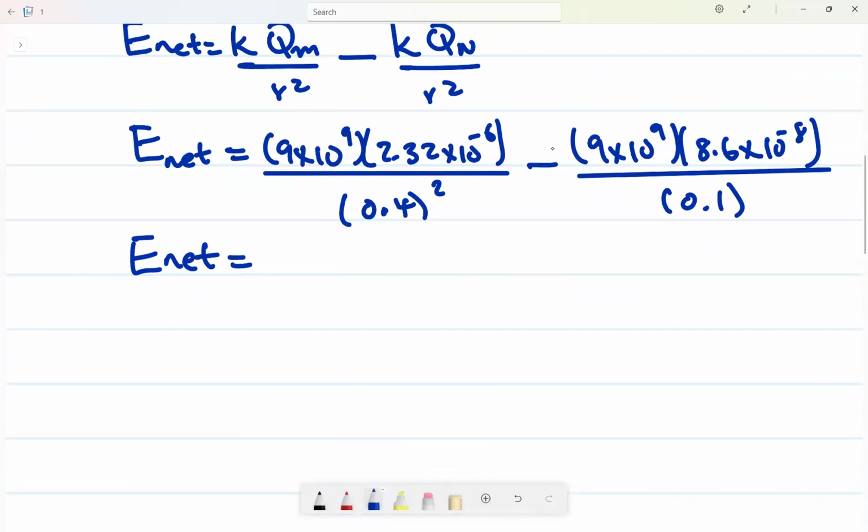9 times 10 to the power of 9 multiplied by 2.32 times 10 to the power of negative 6 divided by 0.4. Don't forget the squared. Minus 9 times 10 to the power of 9, multiplied by 8.6 times 10 to the power of negative 8 divided by 0.1 squared. Don't forget the squared. Let me just confirm here.